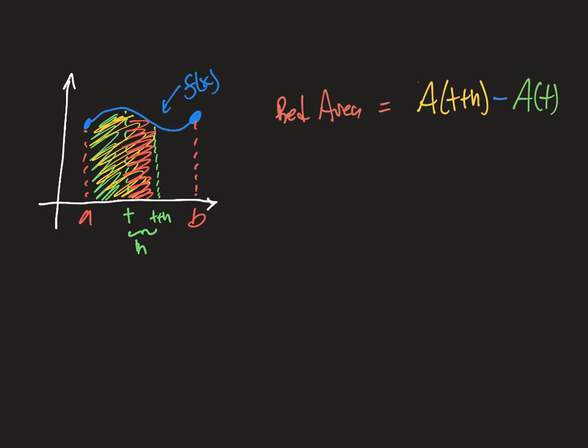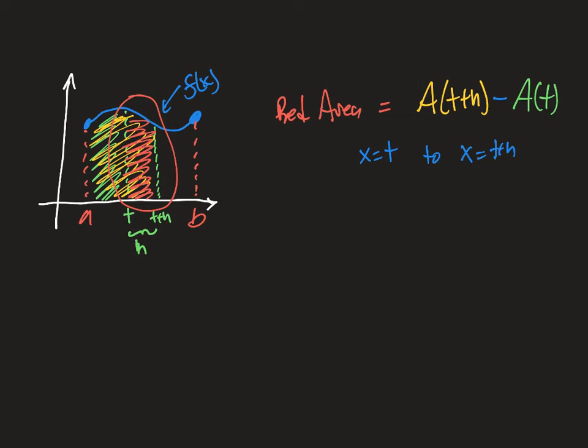That's the area from x equals t to x equals t plus h. Right? That's this area. Let me use a red pen here. That's this area right here. The red area is A of t plus h minus A of t.